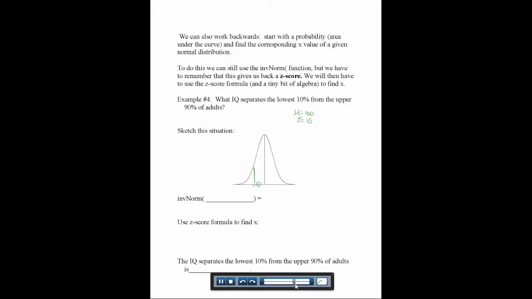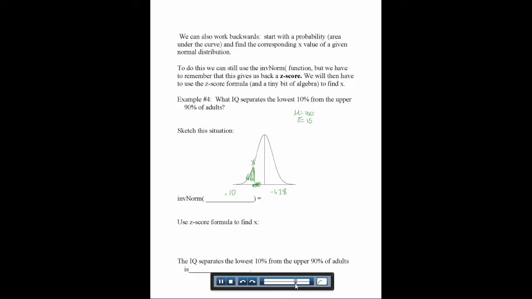So remember, in the inverse normal distribution function, we put the area to the left. The area to the left here is 10% or 0.10. So we're going to put inverse norm 0.10, and we get out negative 1.28. So this is actually the z-score for this x value, the x value where this area is 10%.